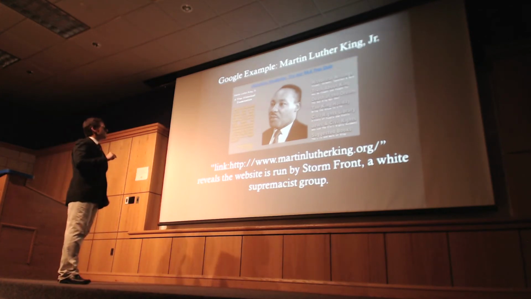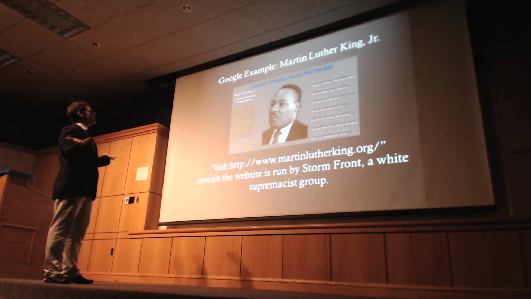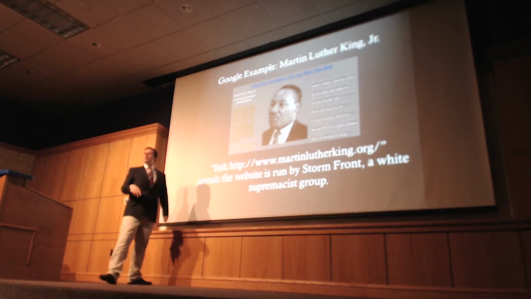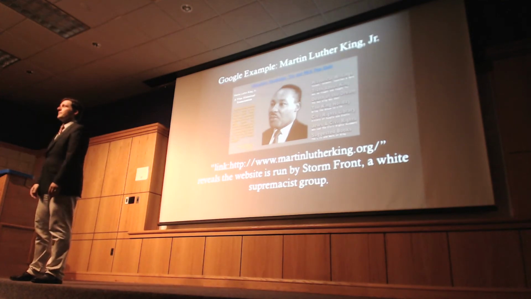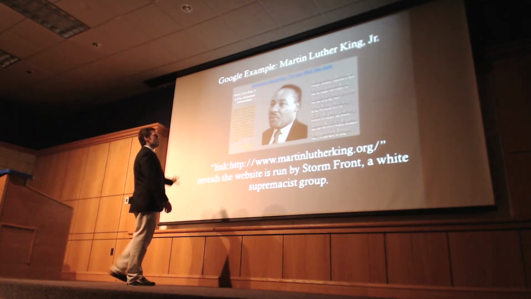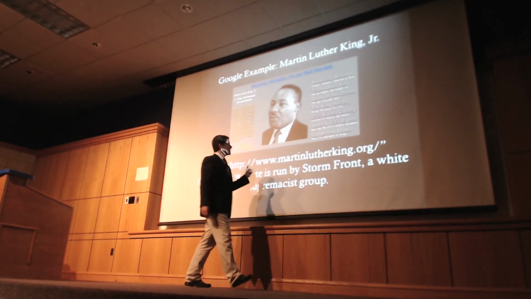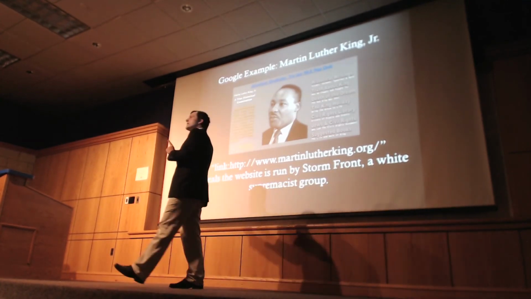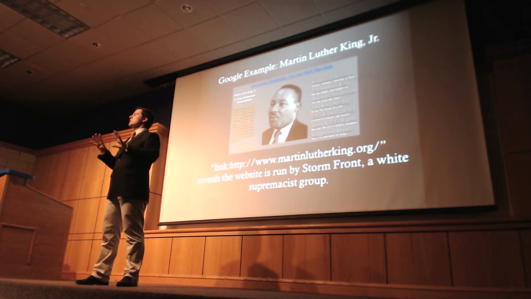MartinLutherKing.org is a website that purports to say nice things about Martin Luther King Jr., significant historical figure, as you all know. But if you put the word link colon in front of that website, link colon will allow you to see what websites link to a particular website. And it's linked to by a bunch of white supremacist websites. And if you dig further down, you can learn that this website's run by a place called Stormfront, which is a white supremacist group. And they created a somewhat legitimate looking website to communicate misinformation about a historical figure.